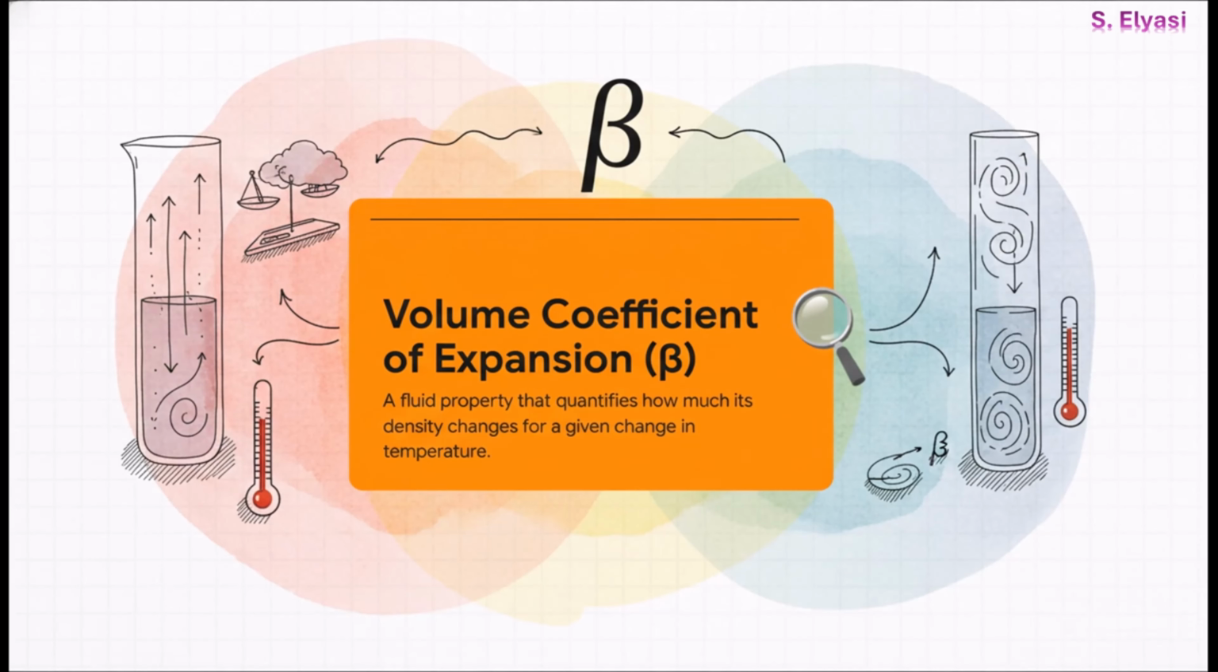Now, trying to measure density changes directly can be kind of a pain, so we use this super handy fluid property called the volume coefficient of expansion, or beta. Think of beta as our translator. It tells us exactly how much a fluid's density will change for every degree of temperature change. It's what lets us rewrite that tricky density term as something we can measure easily: temperature.